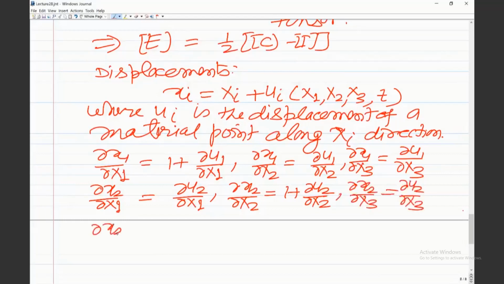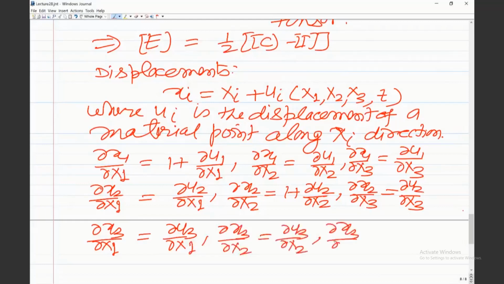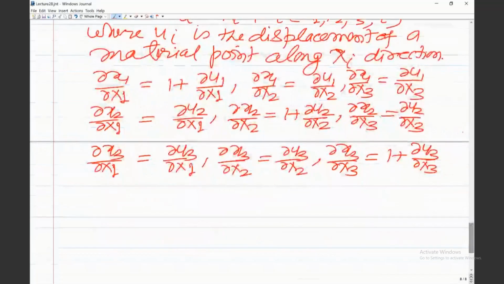So similarly, del x3 by del X1, small x3 is equal to capital X3 plus u3. So u3 is a function of capital X1, X2, X3. So del x3 by del X1, and this is at a particular time instant, so rate of change with respect to time doesn't come into picture. So this will be equal to del u3 by del X1, and del x3 by del X2 would be equal to del u3 by del X2, and del x3 by del X3 will be 1 plus del u3 by del X3. So these will be the components of the deformation gradient in terms of the displacement gradients.